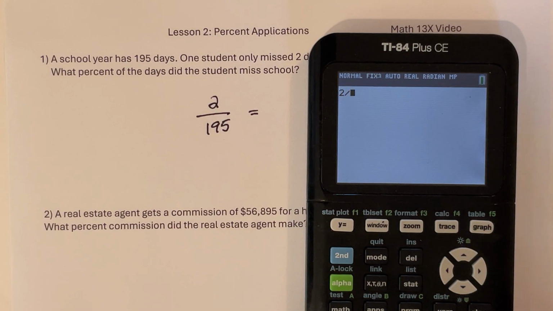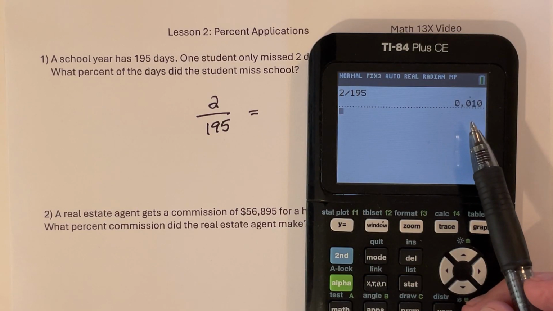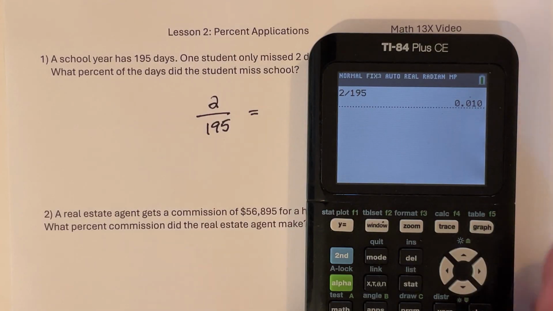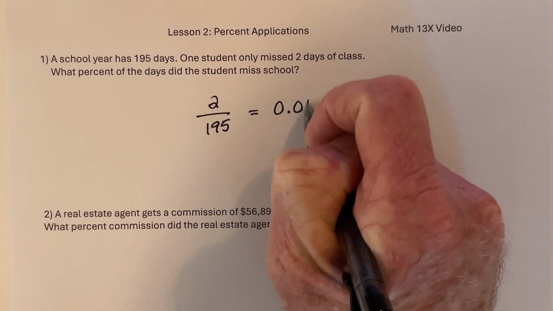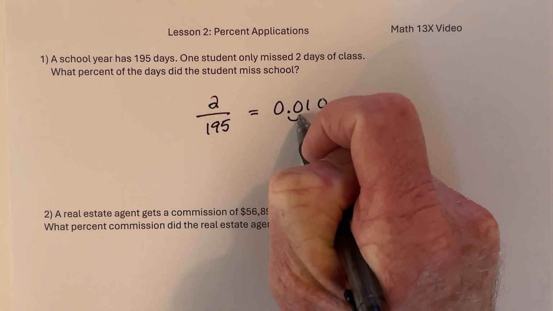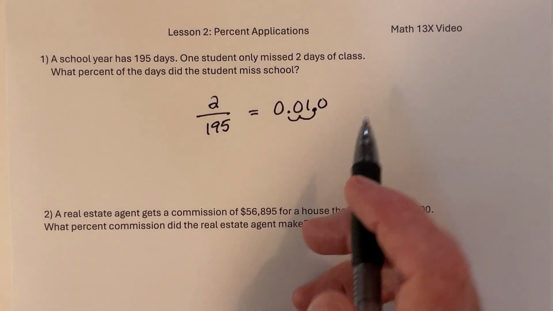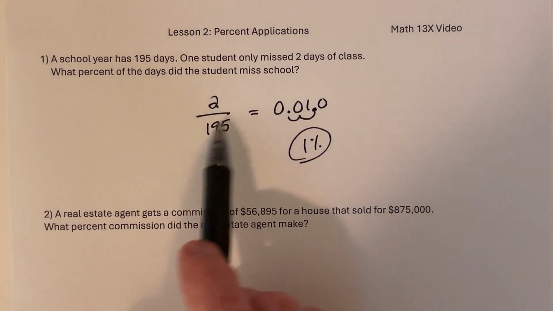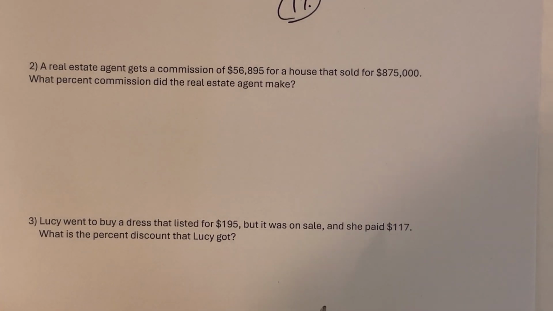All right, so 2 divided by 195, so that's the decimal 0.010, and if you move the decimal over by 2, that's going to be the percent. So first just write it as the decimal, and then move the decimal 2 places, and that's the percent. So that's 1.0 or just 1%. So on your worksheet, that's about how much work you should show. All right, then on to number 2.